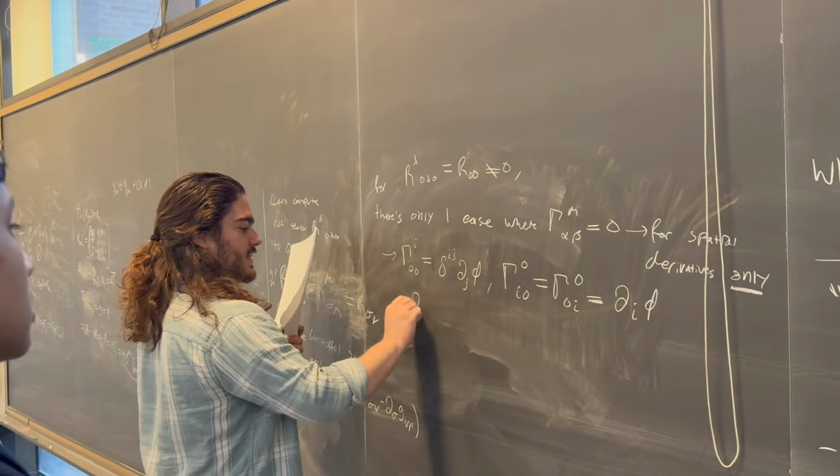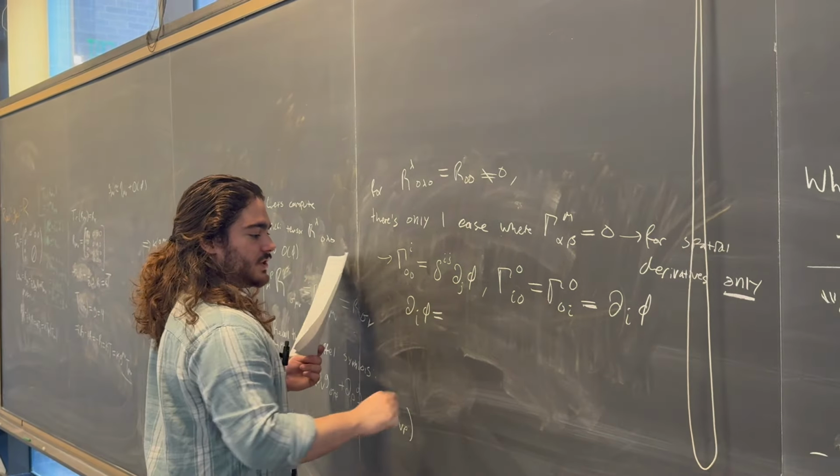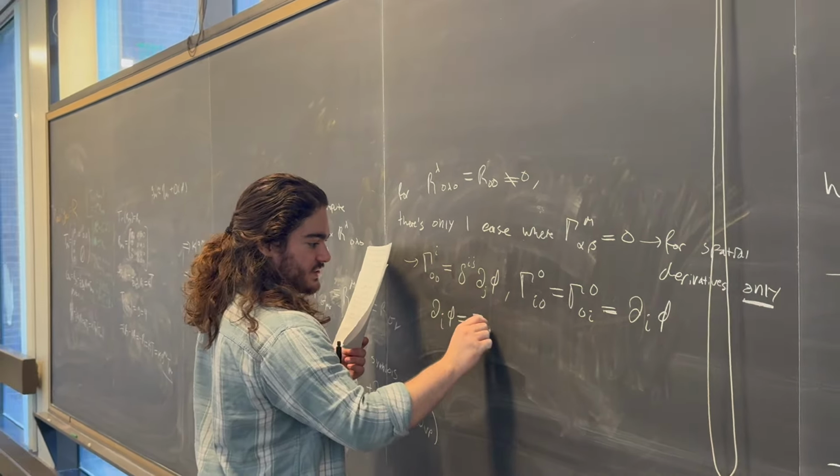But remember, partial I phi, the spatial components of the four-gradient, is just the gradient. And that's kind of what we want. We want to be able to pull out these gradient components here, and that also makes sense if considering that we're trying to look at what this tensor is up to for higher order terms on the gravitational field. So these are the only non-zero Christoffel symbols up to first order derivatives on the gravitational field, which is what we want.